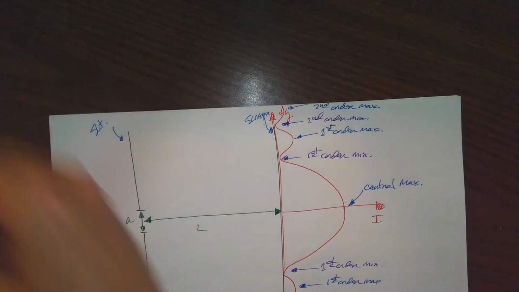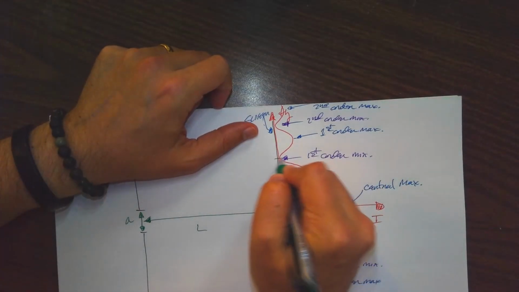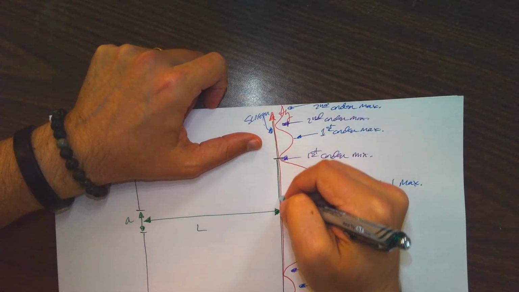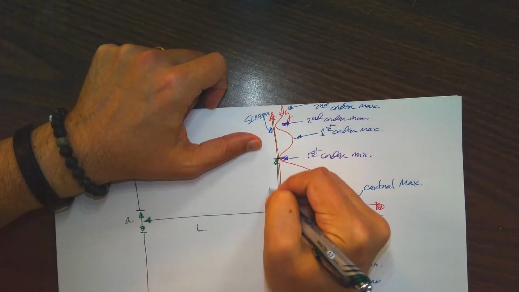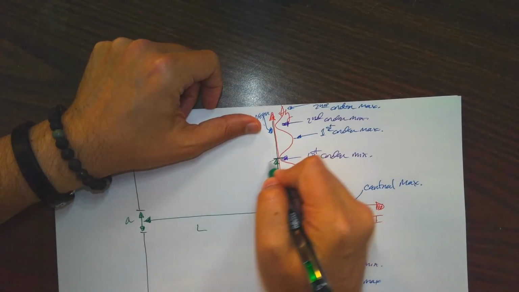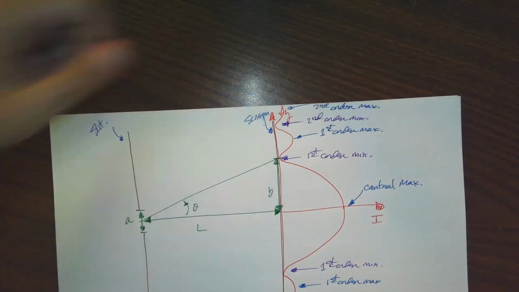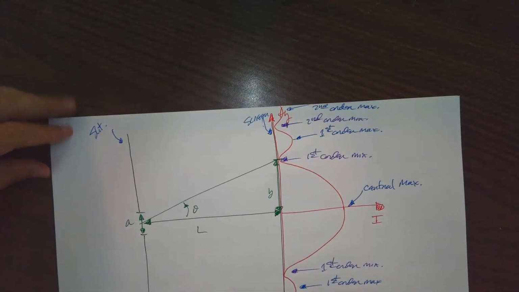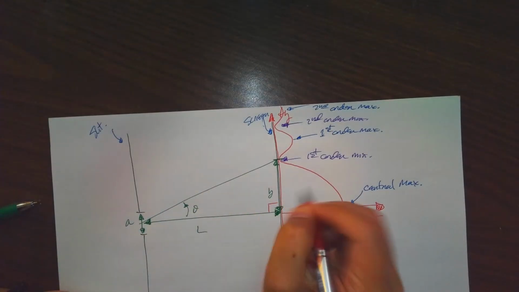Now, we will mark our positions along the screen as y, just as before. Then we'll mark from the center out. This will be theta. And so we once again generate that same geometry, because we will form a right triangle.